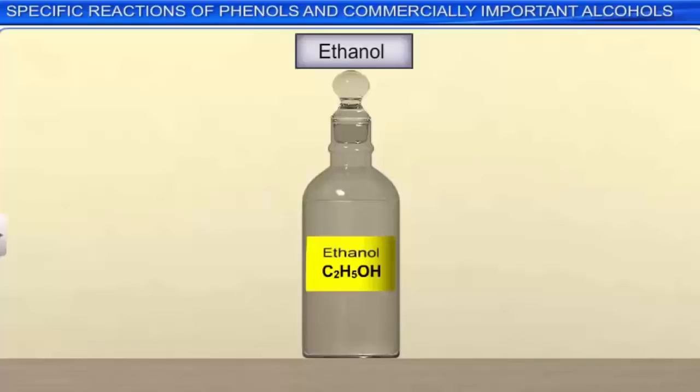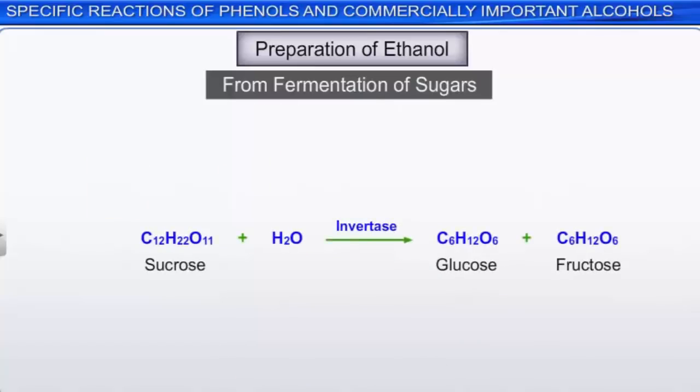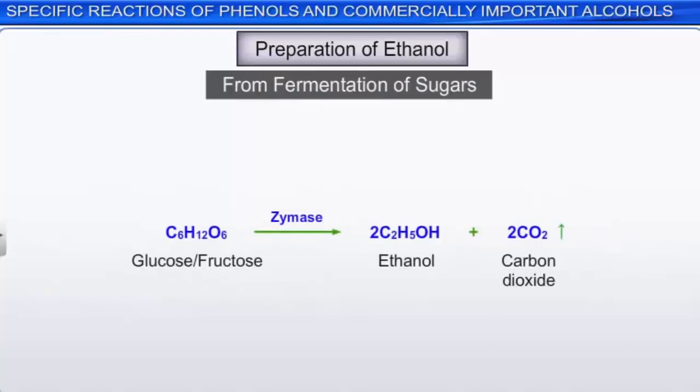Ethanol has the chemical formula C2H5OH. It is primarily formed from the fermentation of sugars from various plant materials. First, the enzyme invertase converts the sugar in molasses, sugarcane or fruits into glucose and fructose. Both glucose and fructose have the same molecular formula, C6H12O6. Next, the yeast enzyme, zymase, ferments the simple sugars, glucose and fructose, to form ethanol. Carbon dioxide is also released.